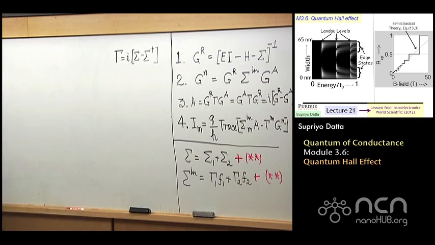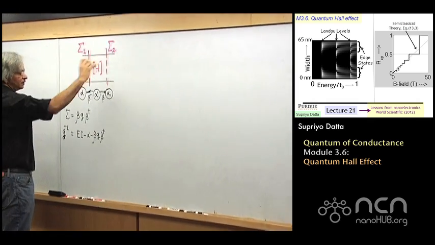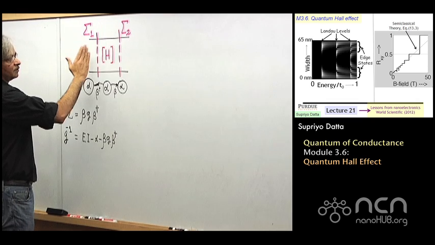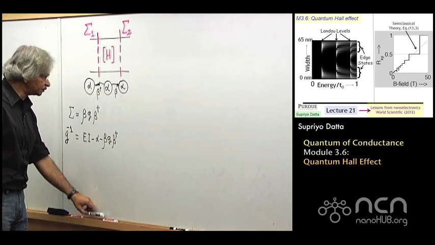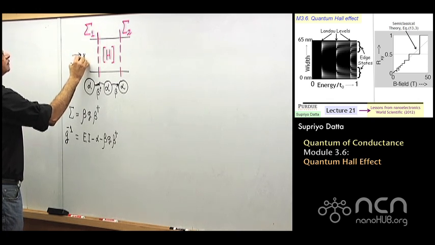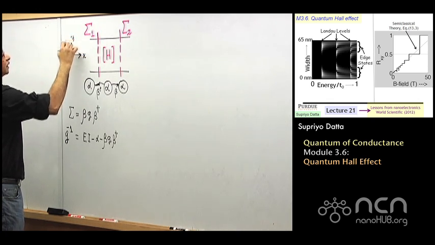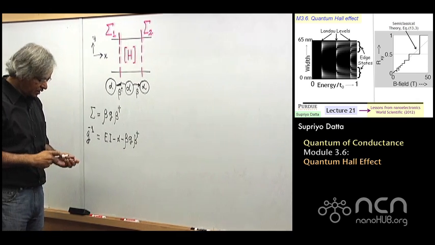So the problem we are talking about, if you remember, is this conductor in which current flows from left to right, and you have a magnetic field. So if we go with X and Y, and you have a magnetic field out in the Z direction.